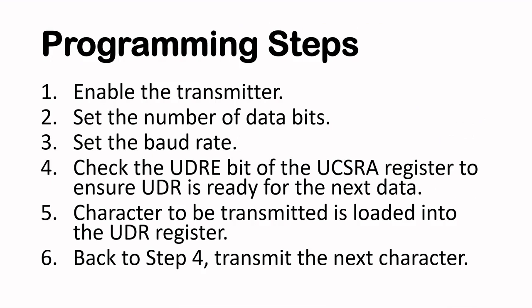Let's take a look at the programming steps. The first thing is we need to enable the transmitter. Then step 2, set the number of data bits. Then step 3, set the baud rate. Step 4, check the UDRE bit of the UCSRA register to ensure that the UDR buffer is ready for the next data.